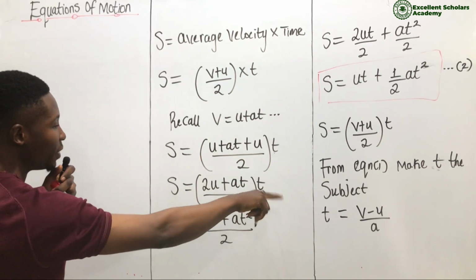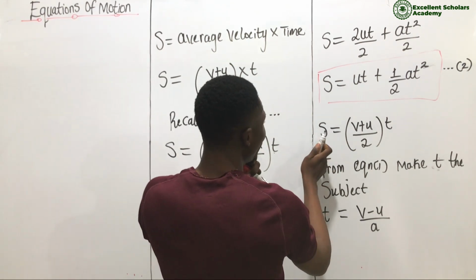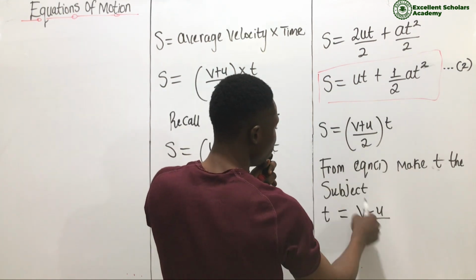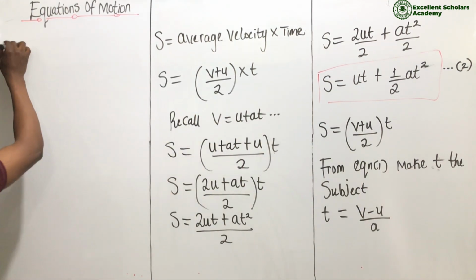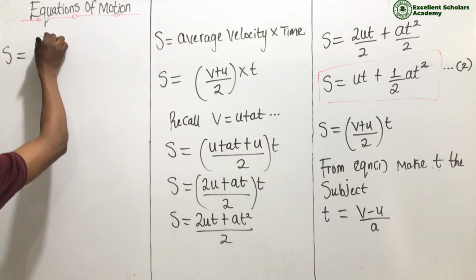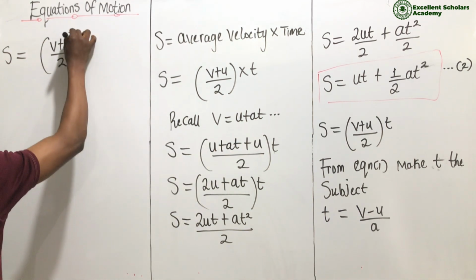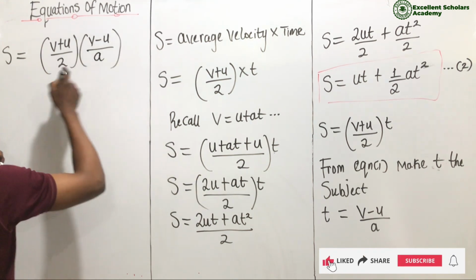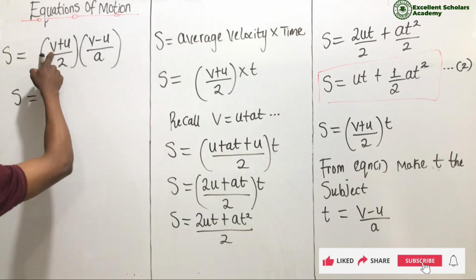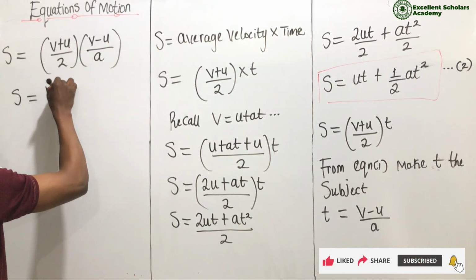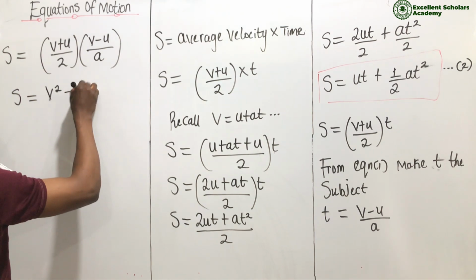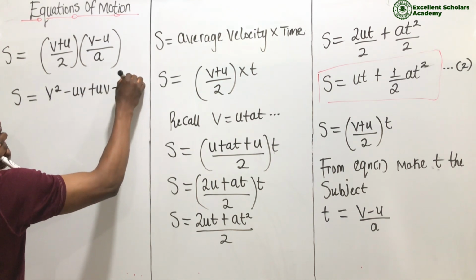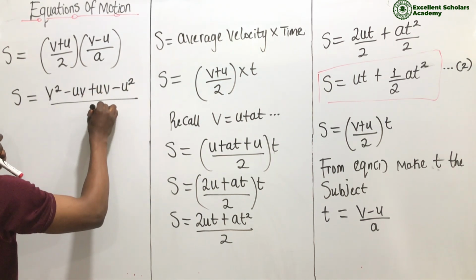So we have t is equal to v minus u over a. Now you have your distance s equal to v plus u over 2 times time, and you can replace this t with v minus u over a. So s is equal to v plus u over 2 times v minus u over a. Now multiply this with this. V times v gives you v squared. V times minus u gives you minus uv. U times v gives you plus uv. And minus u times u gives you minus u squared, over 2 multiplied by a, that gives us 2a.